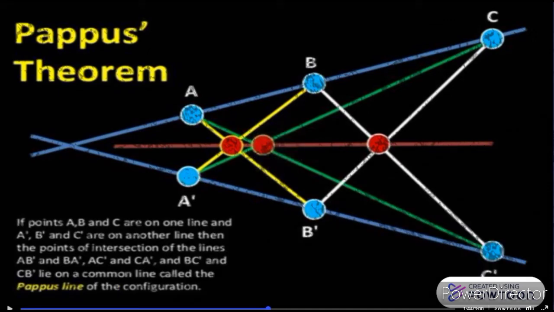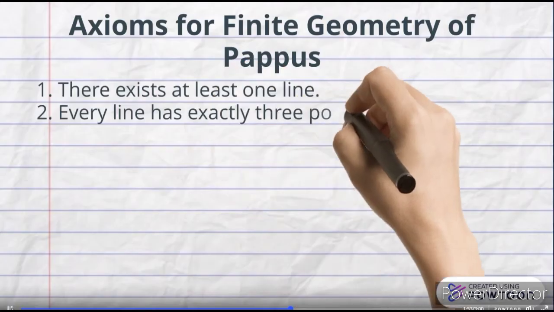This is the picture that I'm talking about. As you can see, if points A, B, and C are on a line, and A', B', C' are on another line, then the points of intersection of the lines AB' and BA', AC' and CA', and BC' and CB' lie on a common line called the Pappus line. This is the Pappus line, it's the yellow one. Okay, now let's proceed.